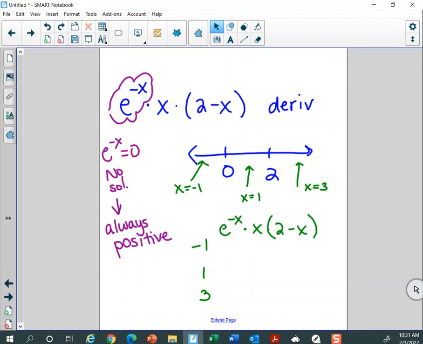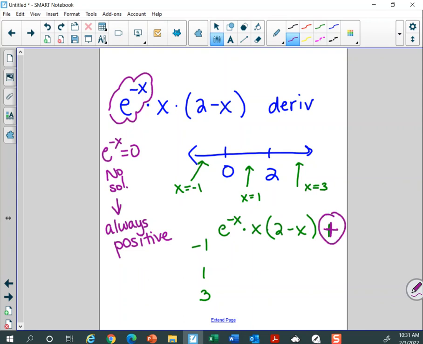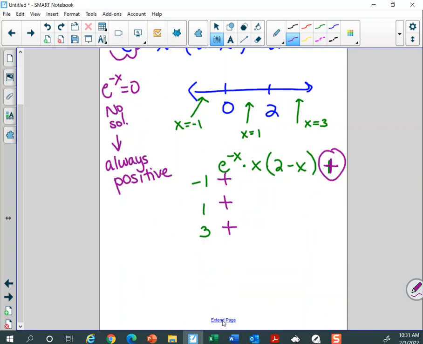And I can use my calculator if I want, but I can also use some thinking. We have to do this without a calculator in AB, so that's why I tend to lean toward doing this without a calculator. Could you plug -1 in and type it in your calculator and see what happens? Sure you could. You could put a -1 in, a +1 in, a +3 in, and get the signs for these pieces.